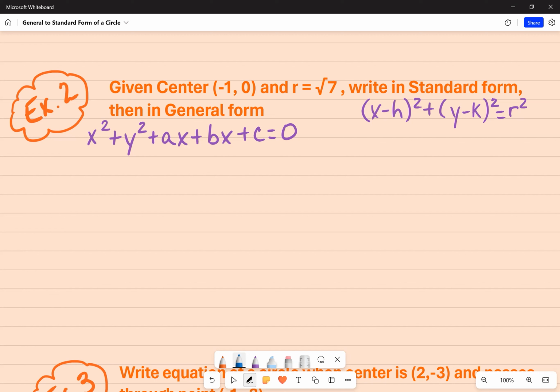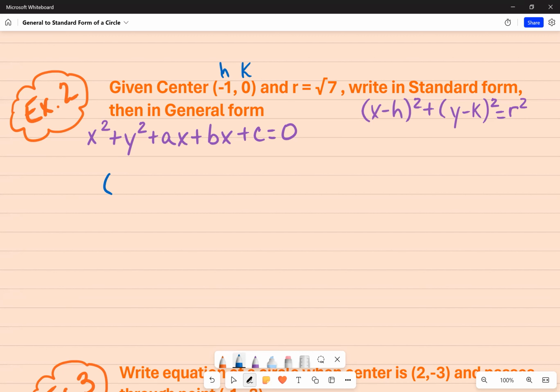First thing I want to do is label my center, which I know the X portion is going to be H, and then the Y portion is K, so HK. And then my radius is simply my radius, but I need to make sure when I put it in my formula to go ahead and square that. So this is what it would look like.